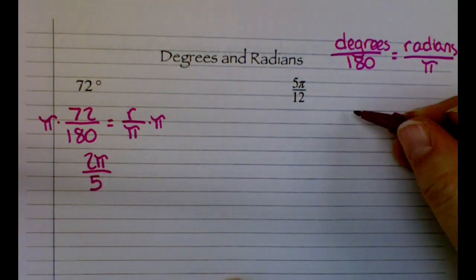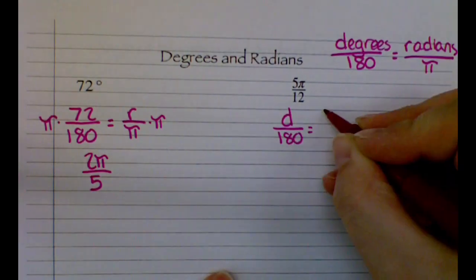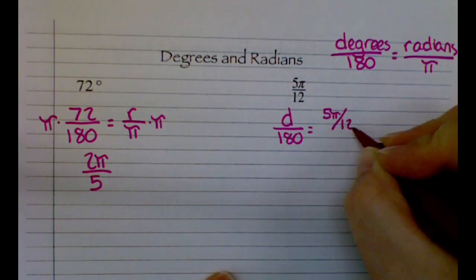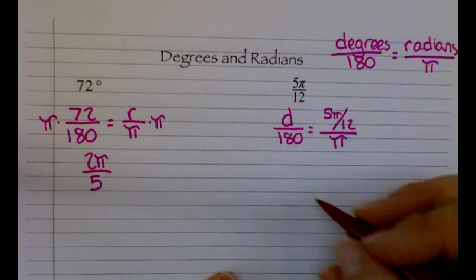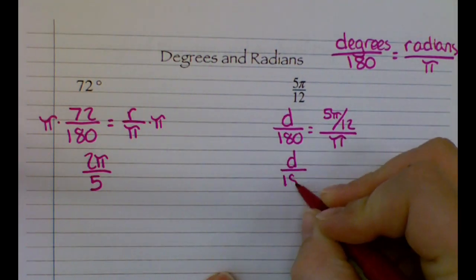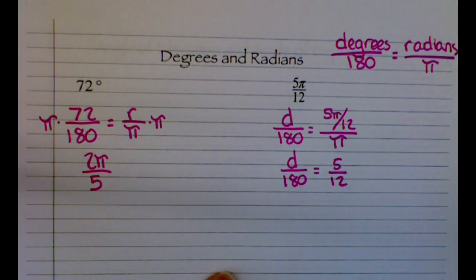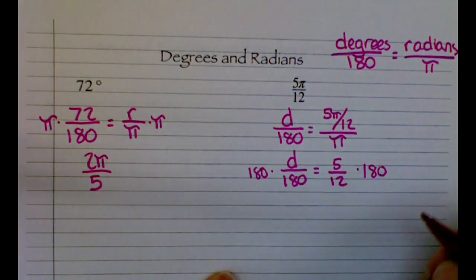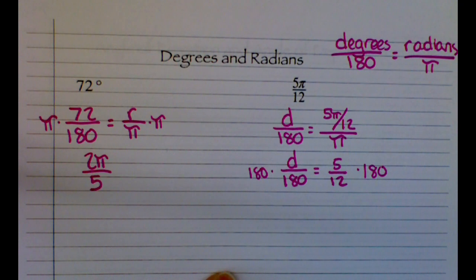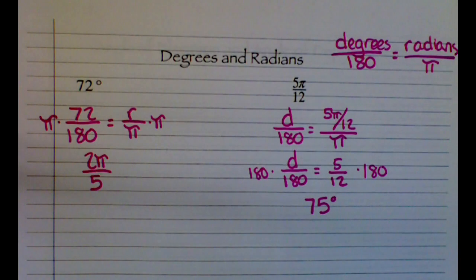For 5 pi over 12, well, we want to know degrees over 180 equals 5 pi over 12 over pi. If there's a pi in my number of radians, those pi's cancel each other out, telling me that degrees over 180 equals 5 over 12. Then to solve for degrees is pretty simple. We just multiply that 180 over, and 5 divided by 12 times 180 is 75 degrees. Remember, if your answer is in degrees, you have to label it degrees.